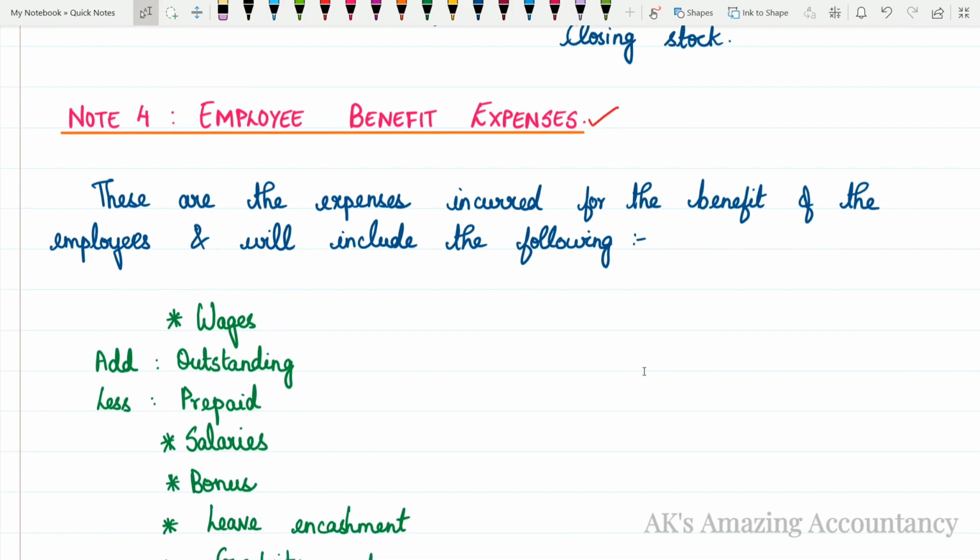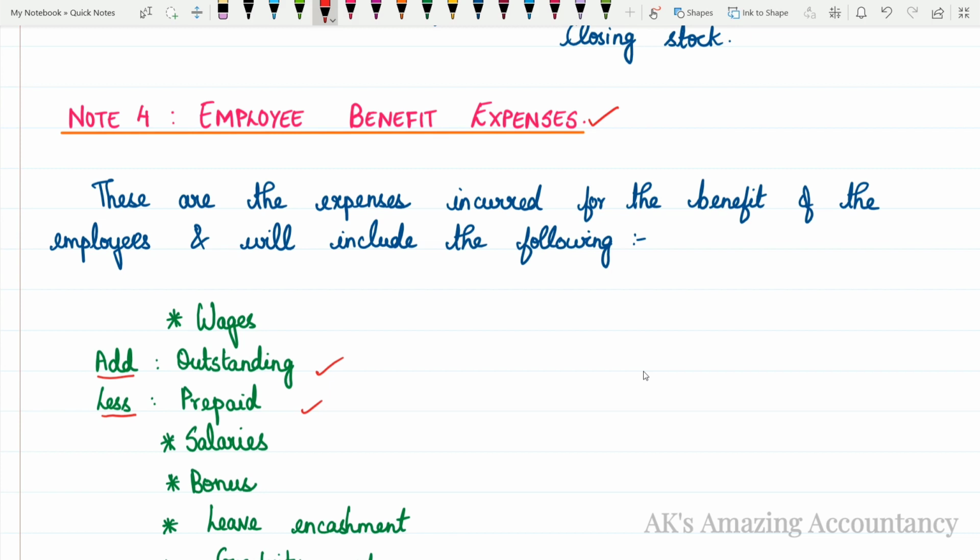And in case you have any outstanding amount or prepaid amount relating to any of these expenses, any outstanding will be added and any prepaid will be deducted. For example, if you have any wages outstanding, along with the wages already there, add outstanding wages, and if there is any prepaid wages, you have to deduct the prepaid wages. In the same way, if you have any outstanding salaries, it will be added, and if there is any prepaid salaries, that will be deducted.